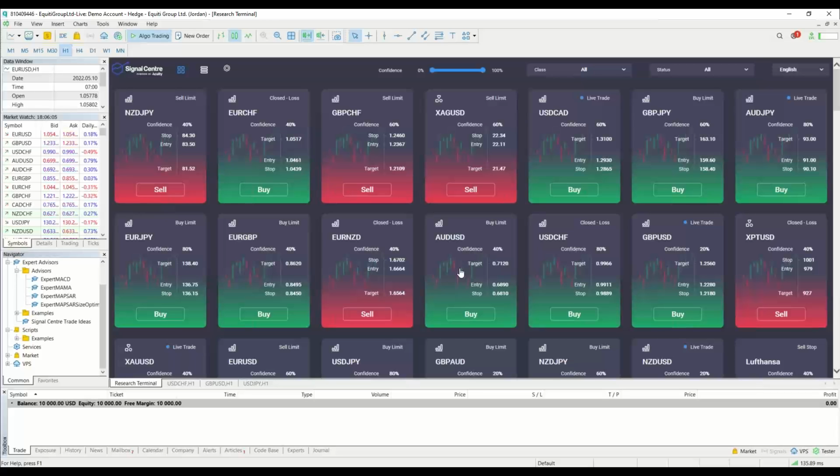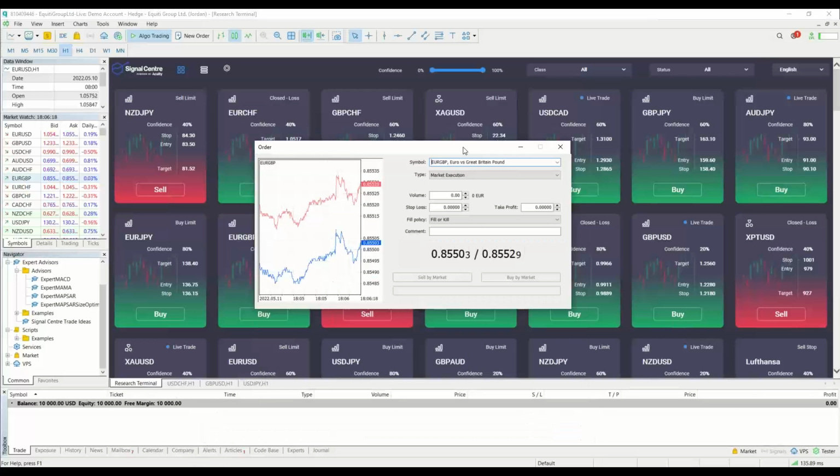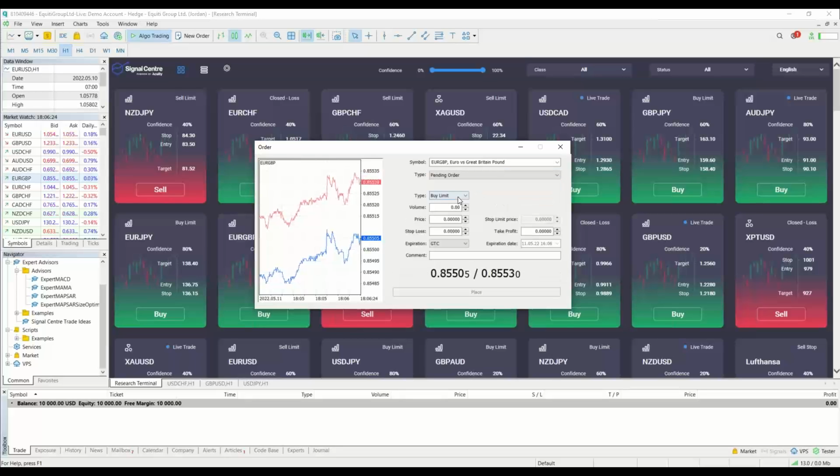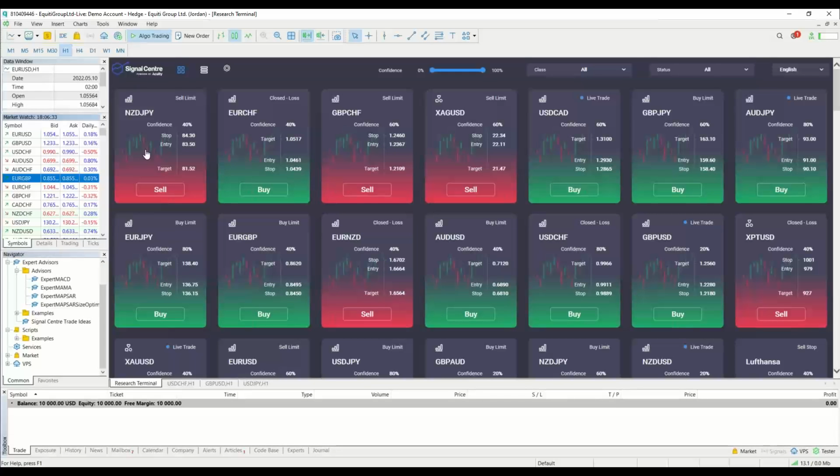The terminology that we use, buy limit, sell limit, buy stop, and sell stop, is the same terminology that you will see used on the MT5 and MT4 deal ticket. If I was to open up a new order ticket here, you will see that we can have different types of orders, but if we were to do a pending order, then we would have a buy limit, or we can drop down to sell limits, buy stops, and sell stops. So hopefully all fairly self-explanatory.